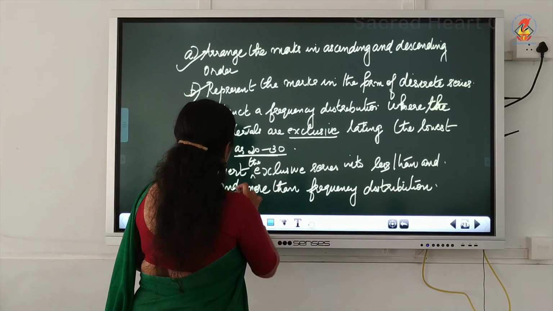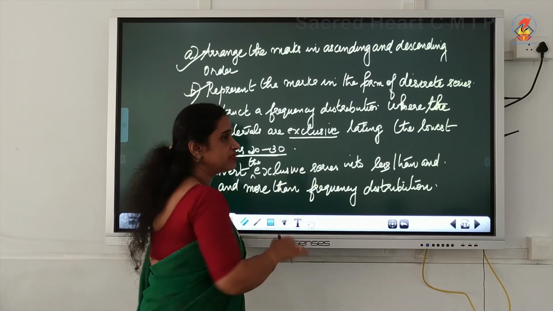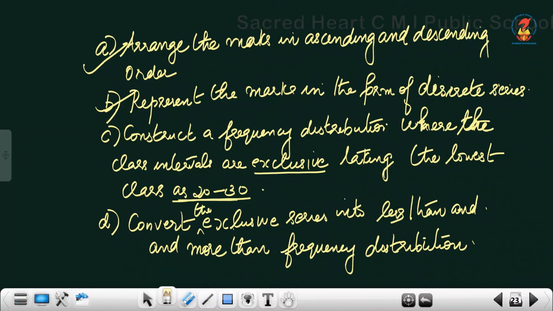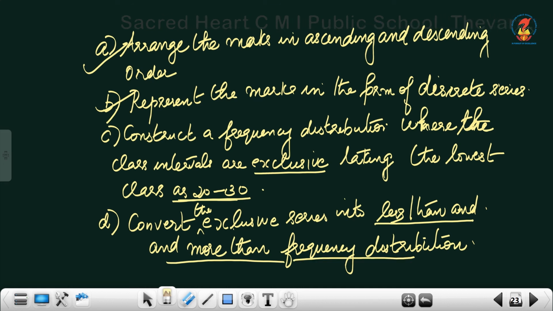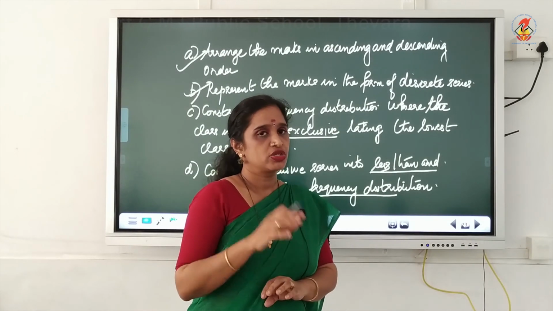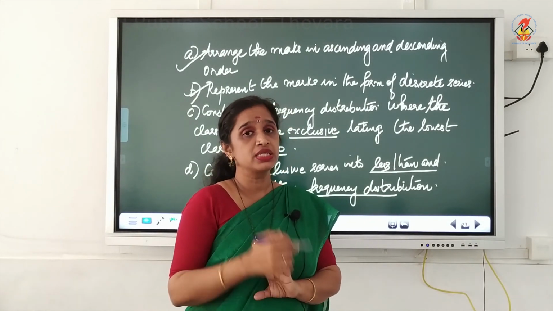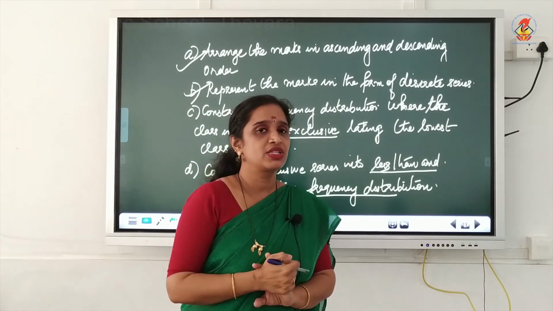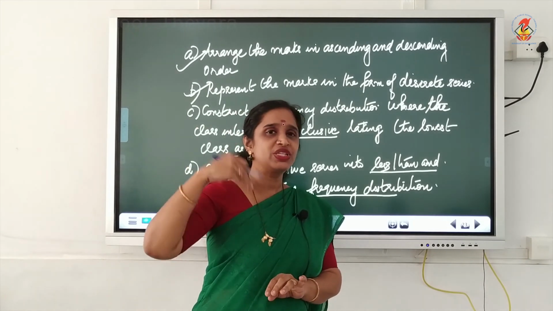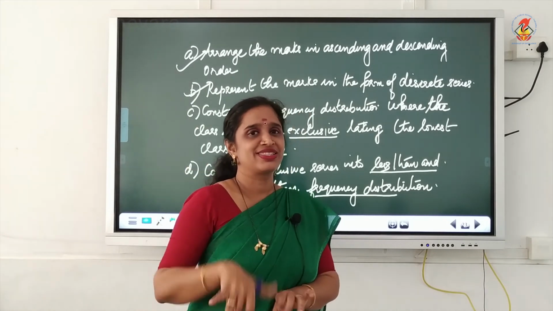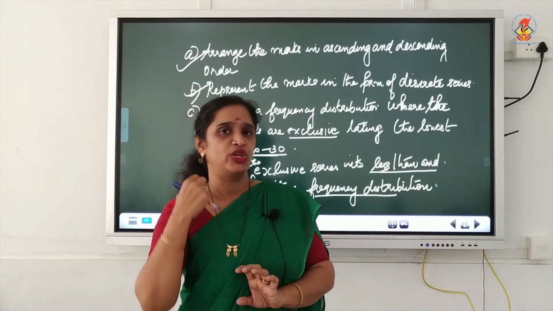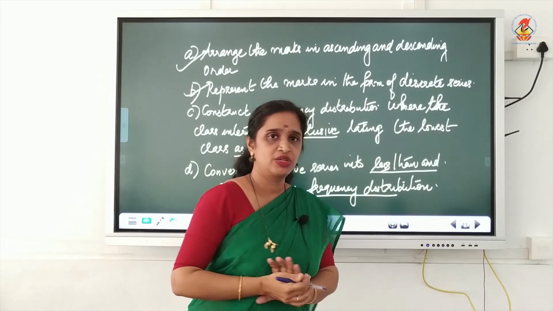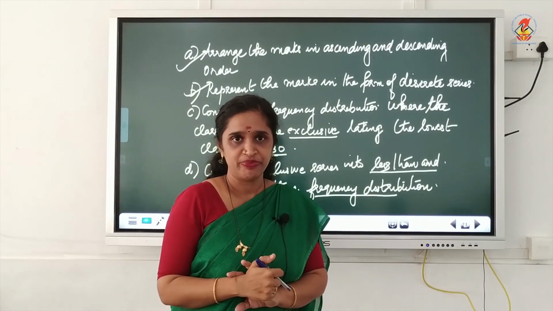Then next question is convert the exclusive series that you have made into less than and more than cumulative frequency distribution. So whatever you have learned, you can practice it here. So first you have to make an exclusive series, then what with the lowest class of 20 to 30, then exclusive series again you have to convert into less than and more than cumulative frequency. Okay, so try to do the problem without making any errors. Thank you.